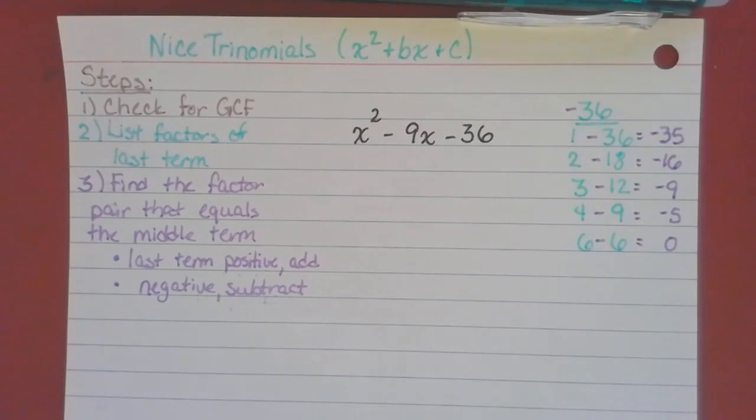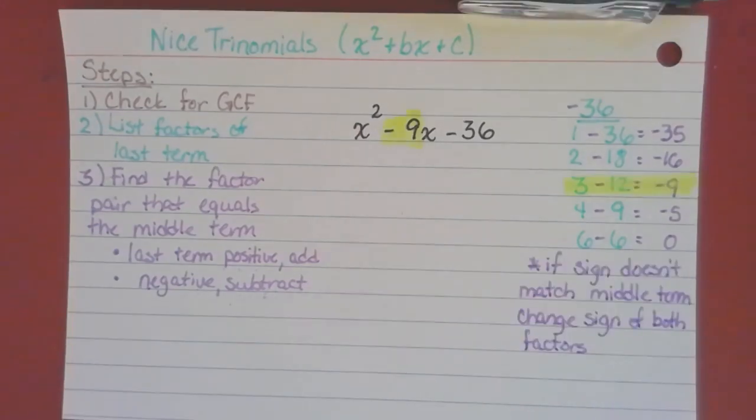So when I'm looking for those, I need to get the negative 9. And in this case, I do actually have it. If it was a case where I didn't have the right sign for the middle term, I would have to switch the signs of both factors. So in this example, we didn't have to change the signs, but if this middle term didn't match, we would have to change the signs, which would mean instead of a 3 and a negative 12, I would have a negative 3 and a 12.